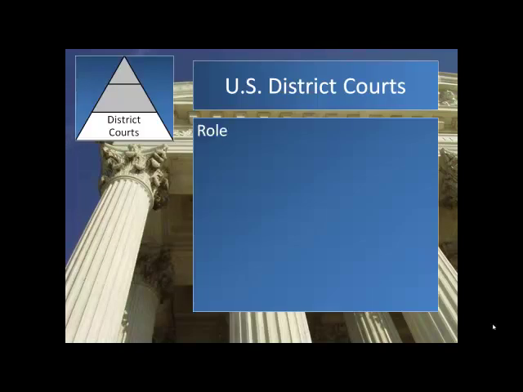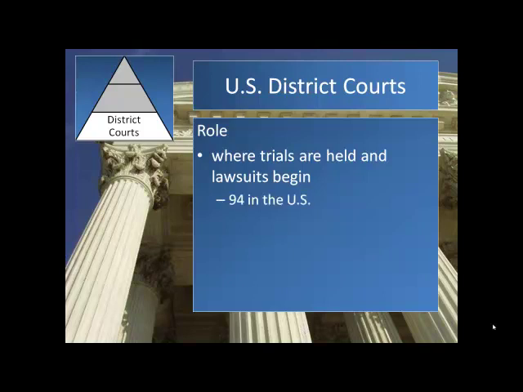All right, at the bottom is the district court. Our U.S. district courts have a specific role that they serve. This is where all trials are held. This is where they start. So what we have here is the things that you're used to seeing. In other words, this is where they determine is somebody innocent or guilty. This is the stuff that you're used to seeing on TV.